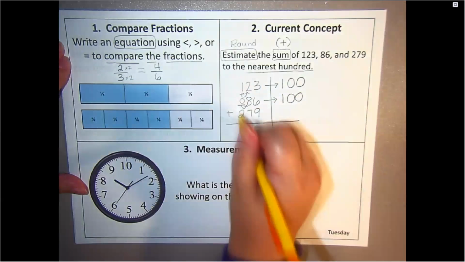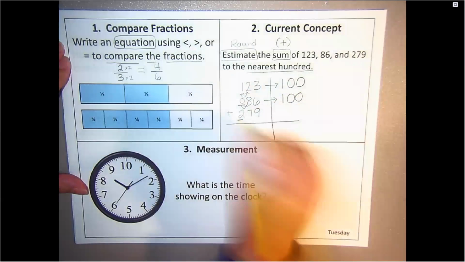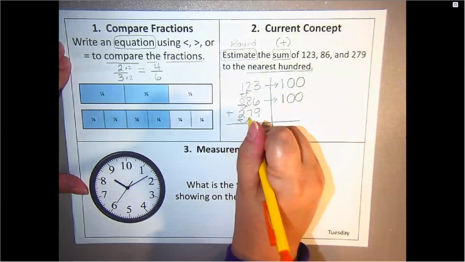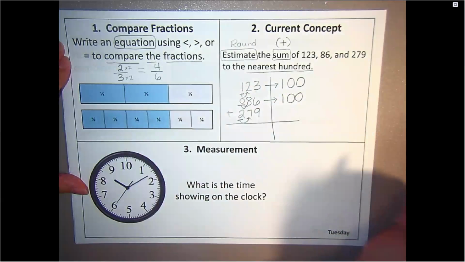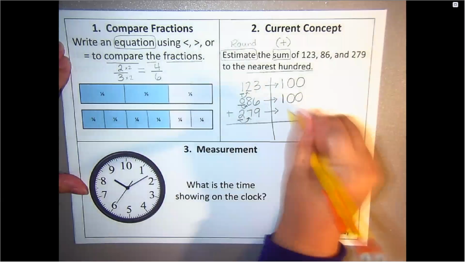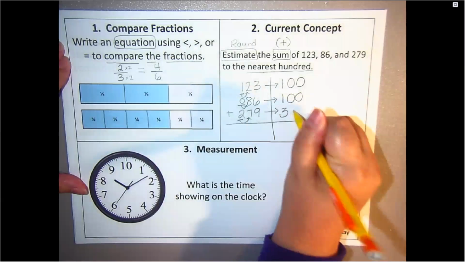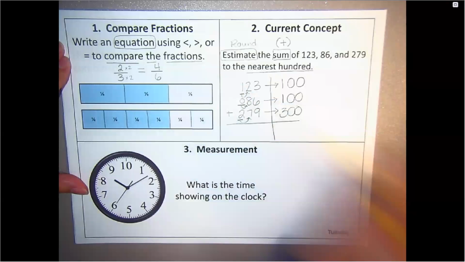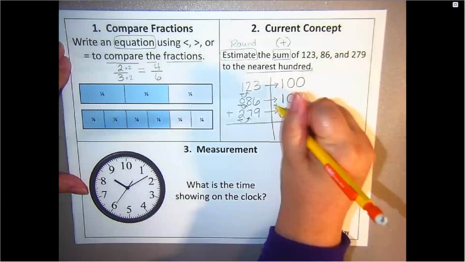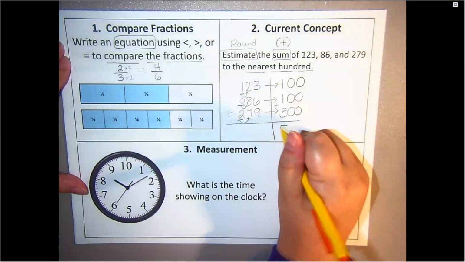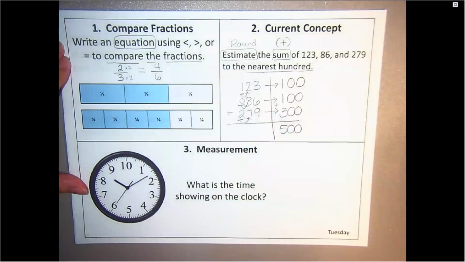And 279, the digit in the hundreds place is the 2. I look to the right, it's a 7. The 7 tells me to round up, so the 2 becomes a 3. And so therefore, 279 rounds to 300. Put them all together, and I have 500. So the answer is 500.